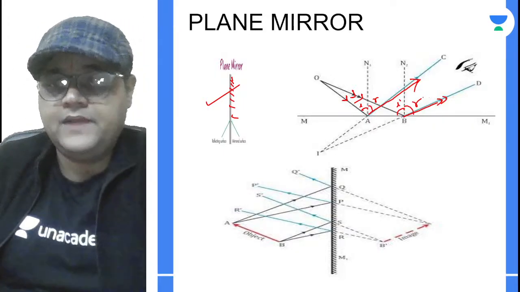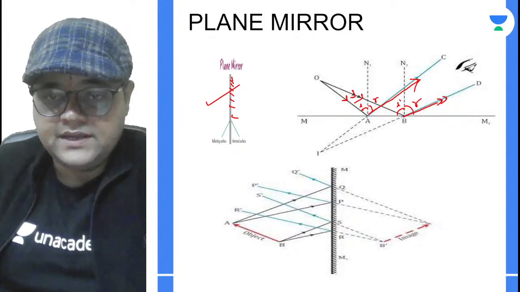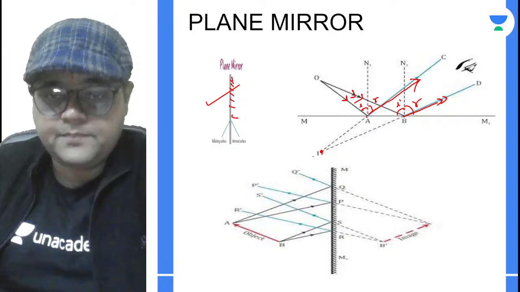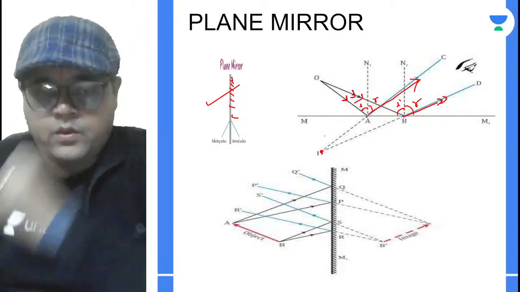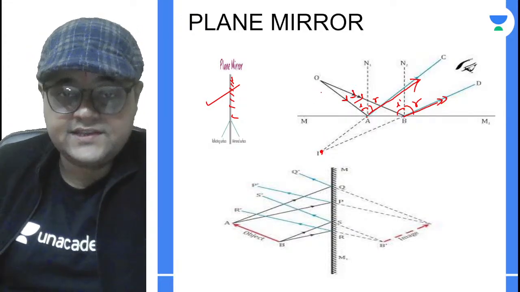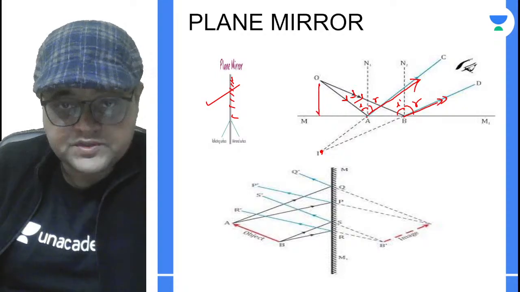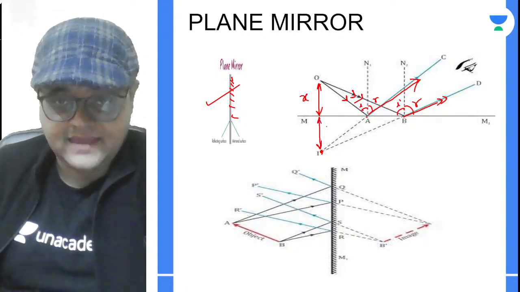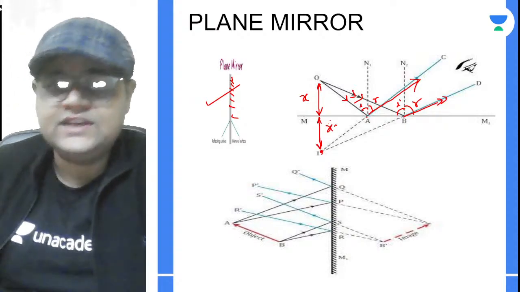What happens with the plane mirror? The rays are not actually meeting. If you extend these rays behind the mirror, you'll get to find a point where you will see the object. The best part here is the length of the object. If this is x, the length of the image will also be x. Okay, and that's very easy to understand.